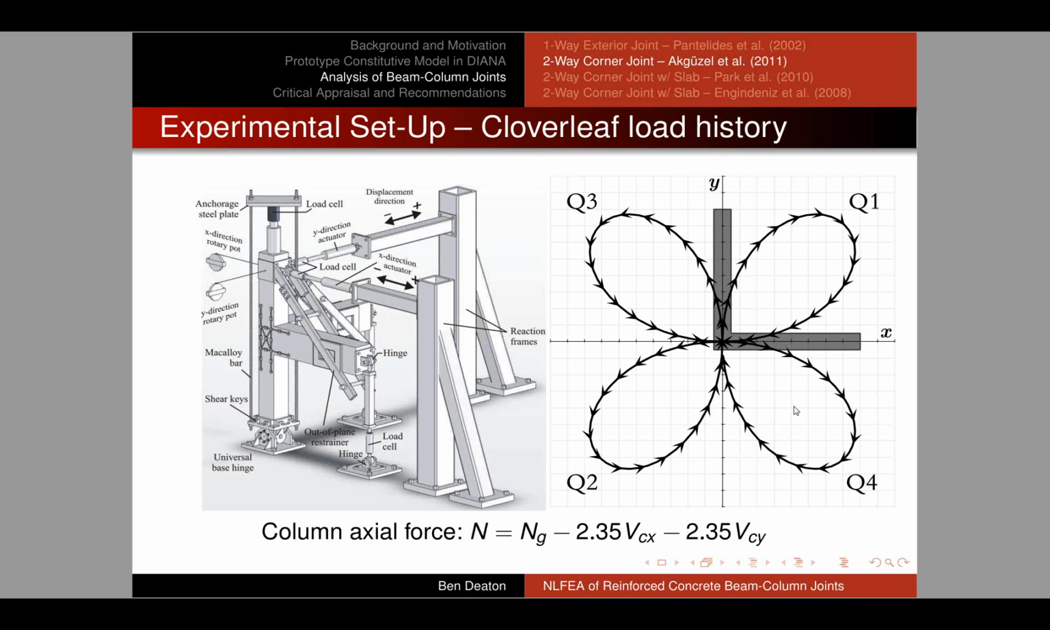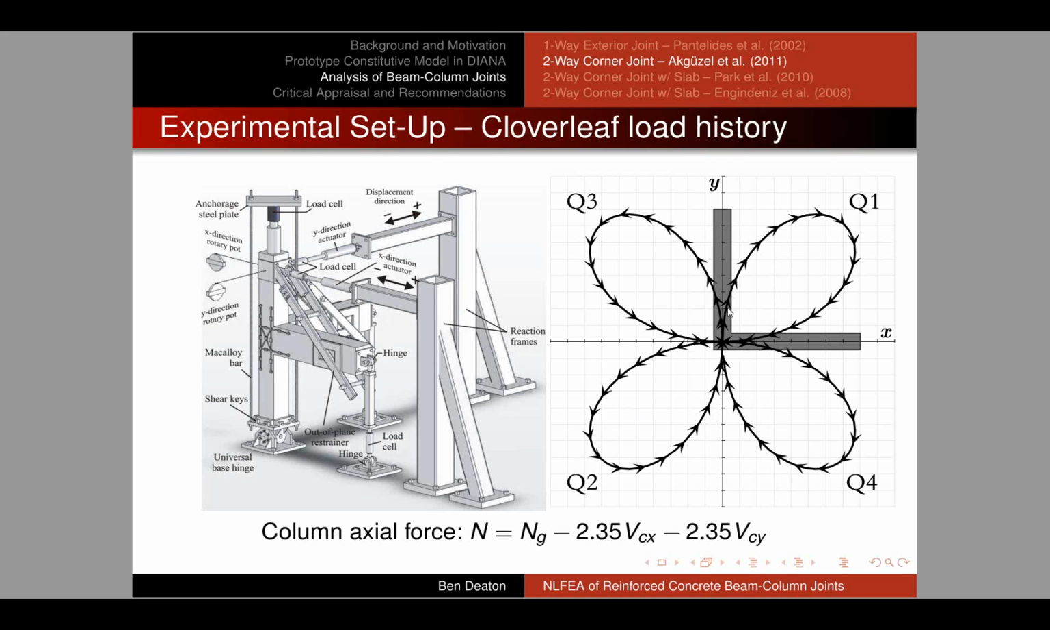Now, this experiment had a very interesting setup that more closely mimicked what we might see in a real building during an earthquake, or at least some of the characteristics. There was a bidirectional cyclic load history applied to the top of the column. I've labeled here what would correspond to the X direction and the Y direction. And this graph at the right shows a plan view of the joint.